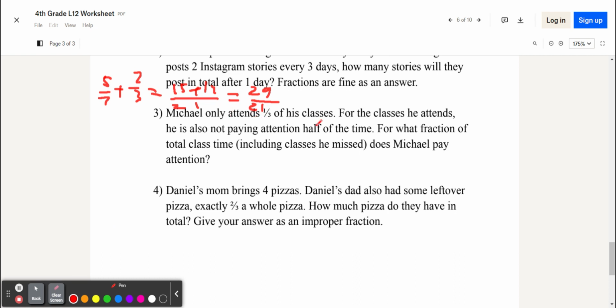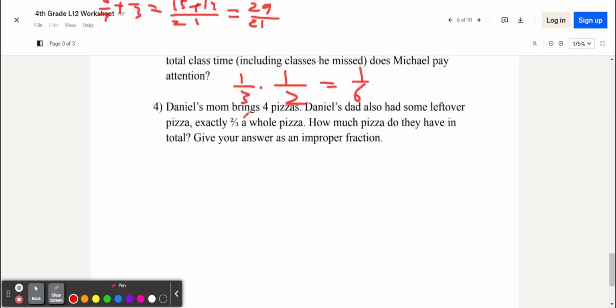Michael only attends 1/3 of his classes, and for the classes he attends, he is not paying attention half the time. So what fraction of total class time does Michael pay attention? And that's including the classes he missed. So he only attends 1/3 of classes, and for those classes, he only pays attention half the time. So we multiply them together, and we get 1/6 of class time is he actually paying attention.